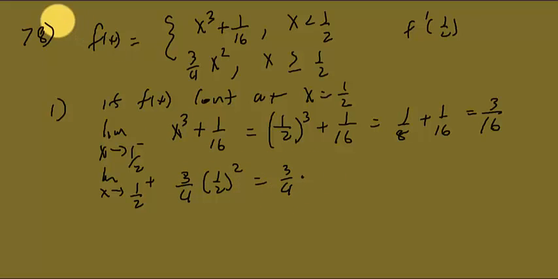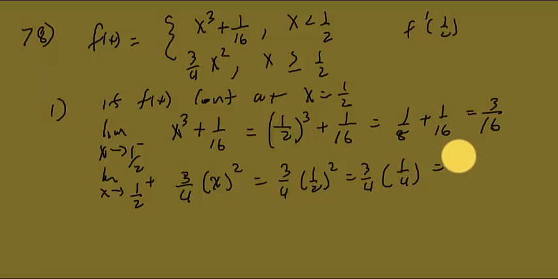Oh, I'd better write the function down first. I'm getting ahead of myself. I don't want to get ahead of myself, so I need to put x there. That's the function I'm using. So I'm going to get 3/4 times 1/2 squared, which is 3/4 times 1/4, which is 3/16. So far so good. So the limits are the same.